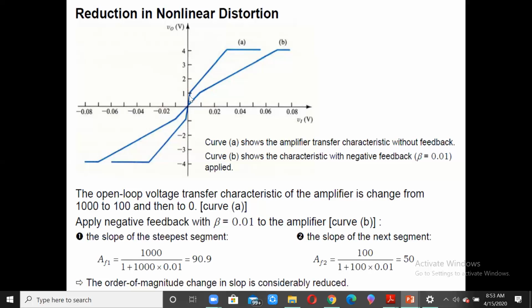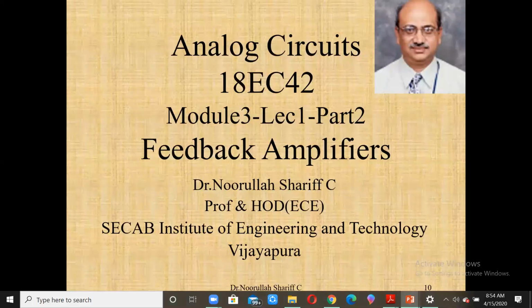So this slope becomes this slope. The slope of this is 90.9, and the slope of this is 50. So 1000 reduces to 90.9 and the 100 reduces to 50 over here. Thus we have a considerable change in the slope, reduced from the original one. Thus we have the reduction in nonlinear distortion.